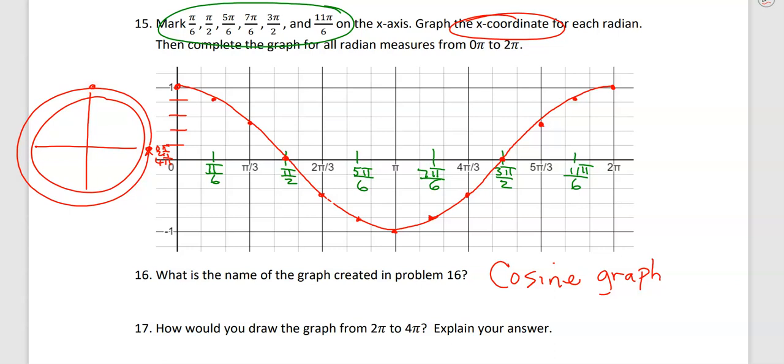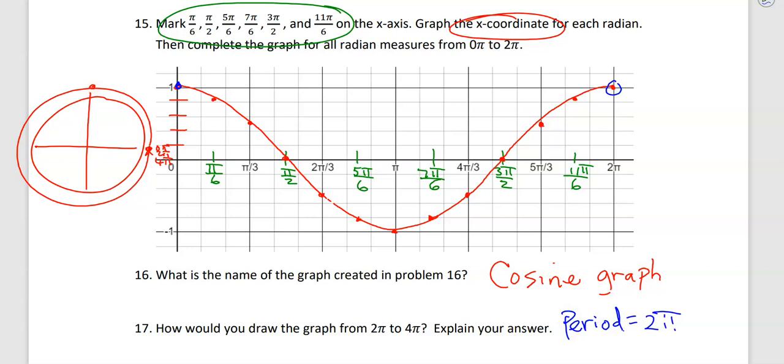If I took a sheet of patty paper and traced this graph and just slid it to the right so that this point here matched up with this point here to begin the graph again, that's what the graph would look like. And it would continue to look that way every 2 pi. So the period of our cosine graph is 2 pi. And it repeats every 2 pi.